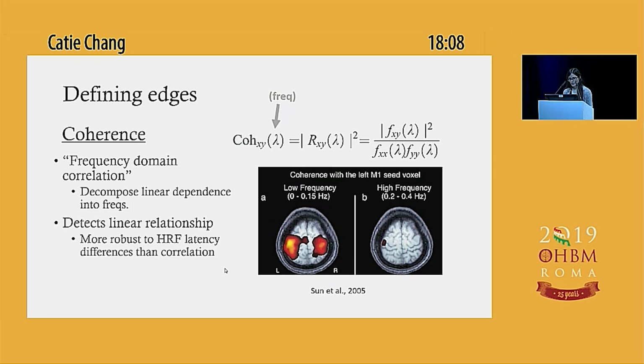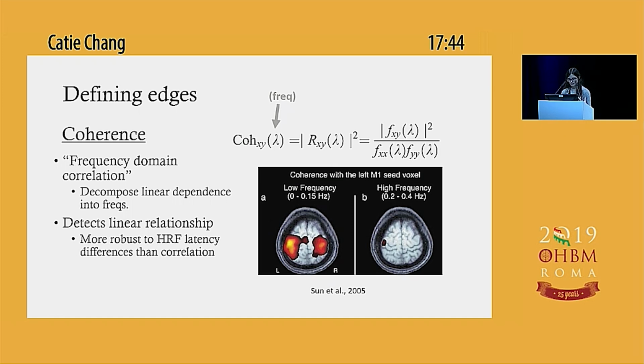And another property is that it detects any linear relationship between signals. So if you have two time series that are just shifted from each other, for example, which might pop up a lot in fMRI if we have hemodynamic response differences in different brain areas, a zero lag correlation might be sensitive to that time shift, but coherence wouldn't be.